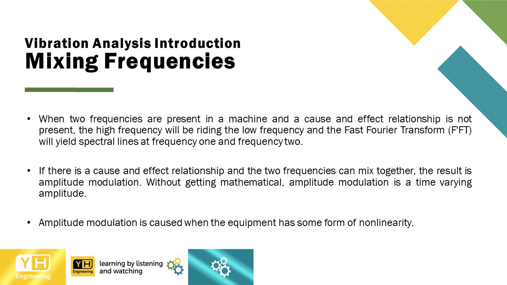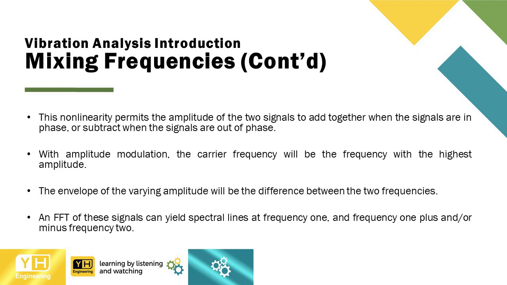Without getting mathematical, amplitude modulation is a time-varying amplitude. Amplitude modulation is caused when the equipment has some form of nonlinearity. This nonlinearity permits the amplitude of the two signals to add together when the signals are in phase, or subtract when the signals are out of phase. With amplitude modulation, the carrier frequency will be the frequency with the highest amplitude. The envelope of the varying amplitude will be the difference between the two frequencies. An FFT of these signals can yield spectral lines at frequency 1 and frequency 1 plus and/or minus frequency 2.